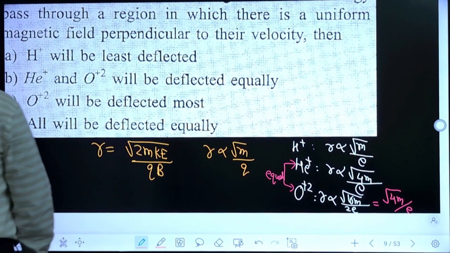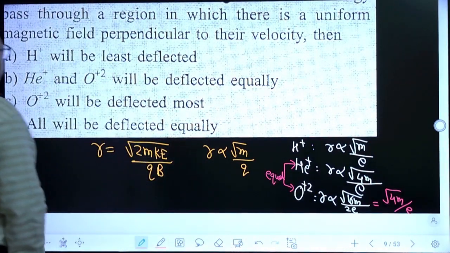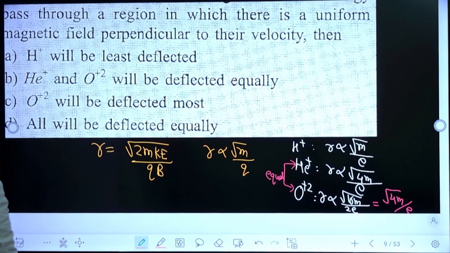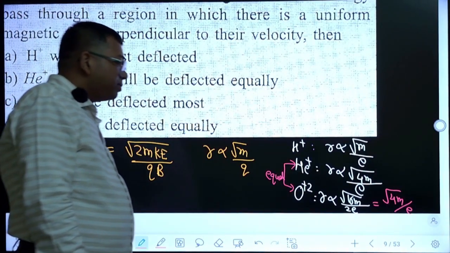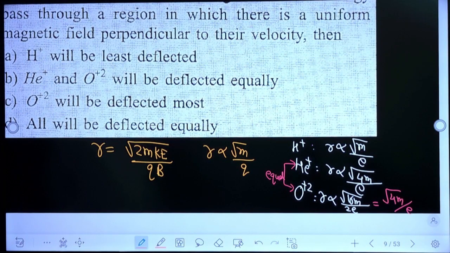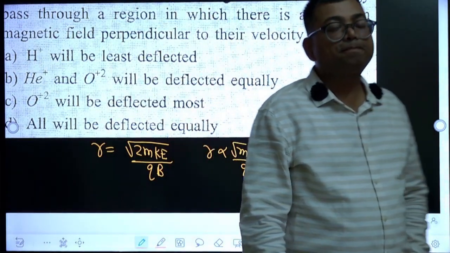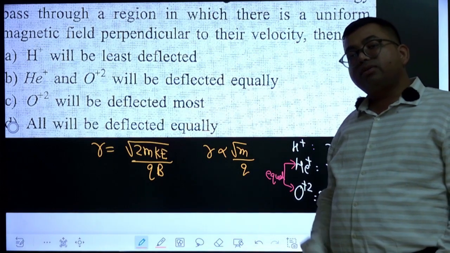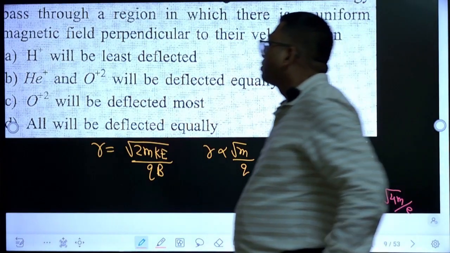Now you can choose. Hydrogen plus will be least deflected, yes, because its radius is the smallest. Helium plus and oxygen plus 2 will be deflected equally. Yes, deflection. Now here we are calculating the radius. So does the deflection depend on the radius or not? How do we know that? How do we calculate deflection? Is it the radius only, or is it something else? We need to think about it, right?